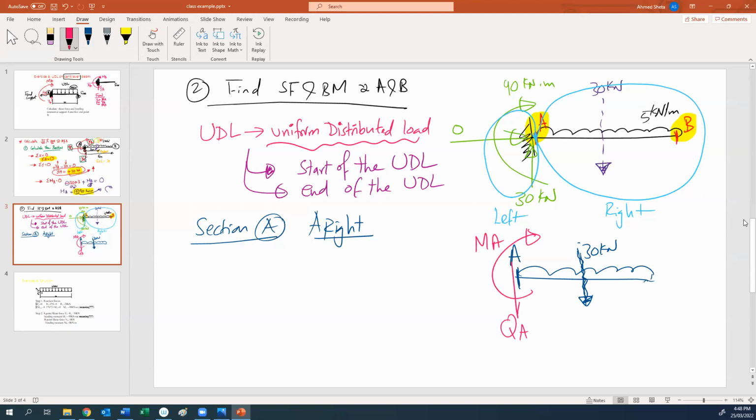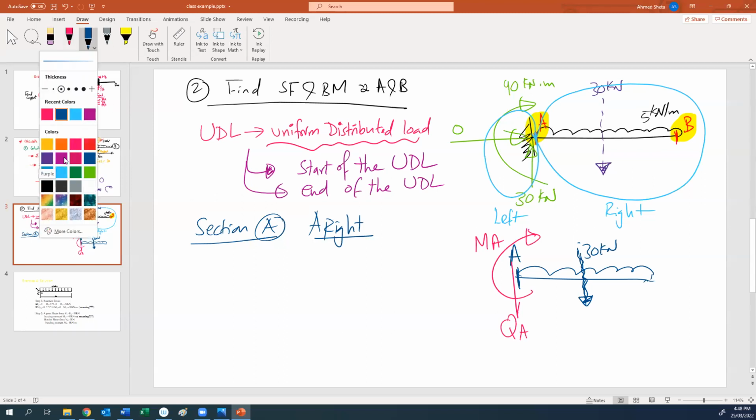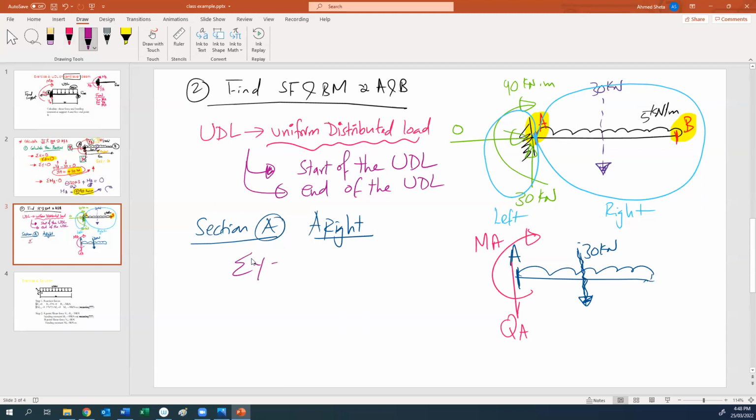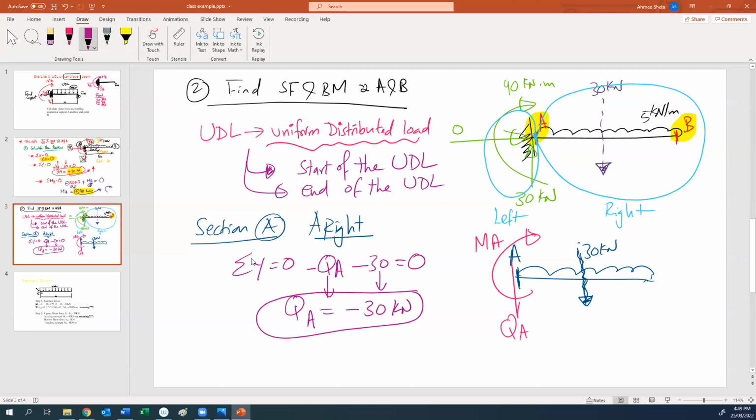MA. Okay, same as in the previous example, we will have summation Y equal to 0. If we apply summation Y equal to 0, we will have QA going down, negative, minus 30 kilonewton going down, negative, should be 0. From this, we will have QA is negative 30 kilonewton. So this will be the shear at A. The negative sign means we assumed it down and it should be up.